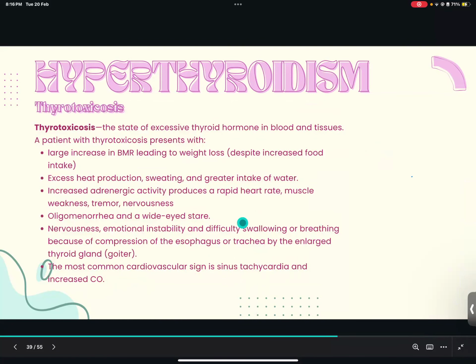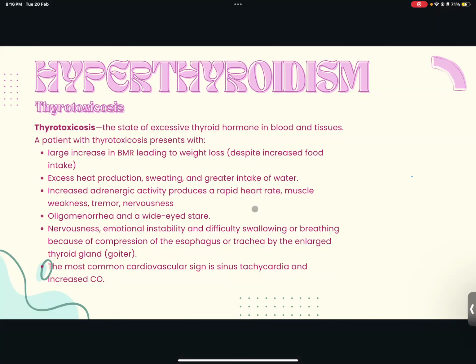Now, thyrotoxicosis is simply the state of having excessive thyroid hormone in the blood and tissues. And a patient who has thyrotoxicosis is generally going to have a large increase in their BMR. So it means that they're going to have faster metabolism, and that will lead them to have weight loss despite increased food intake. Now, we've already discussed all of this. They're going to have increased heat production and sweating and greater intake of water. They're going to have increased heart rate due to an increased adrenergic effect. And they're going to have muscle weakness and tremor and nervousness. And they're also going to have oligomenorrhea, which means that they're not going to get their period as often.